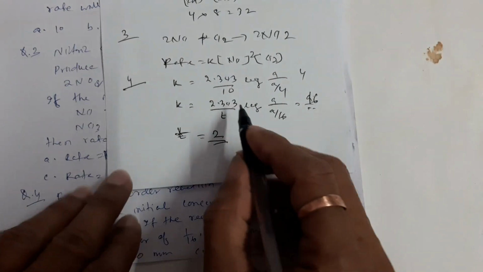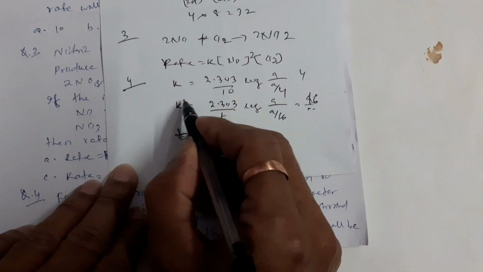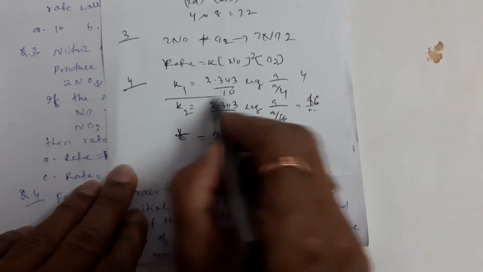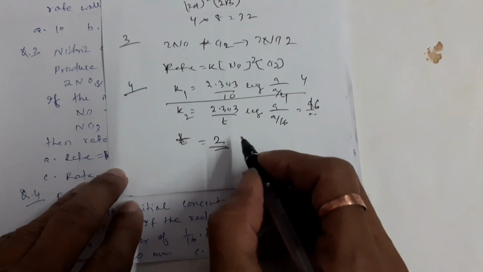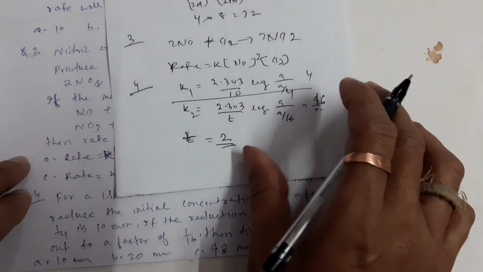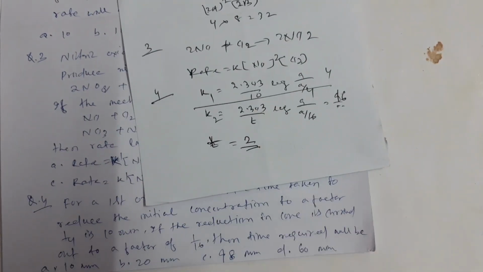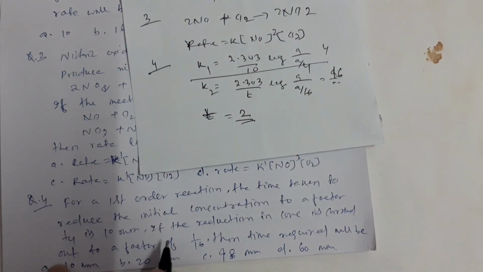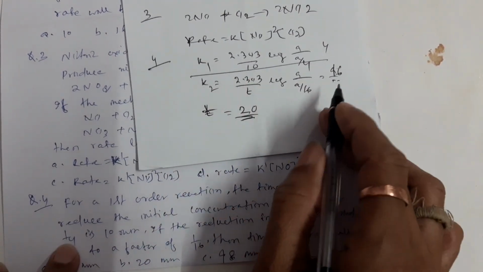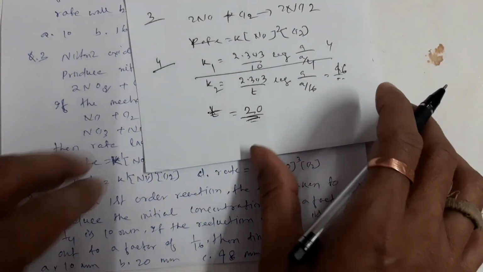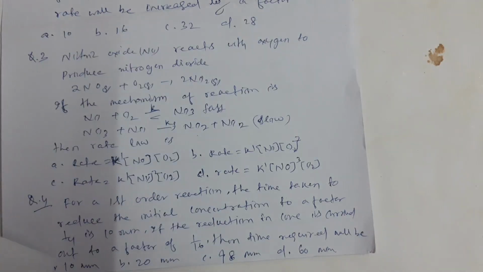When you divide this one, this is k2, this was k1. So divide k2 by k1, you will get the reduction time. What is asked? If the reduction in concentration is carried out to 1/16, then the time required will be what? So you will get 20 minutes. So choice B is the correct answer.